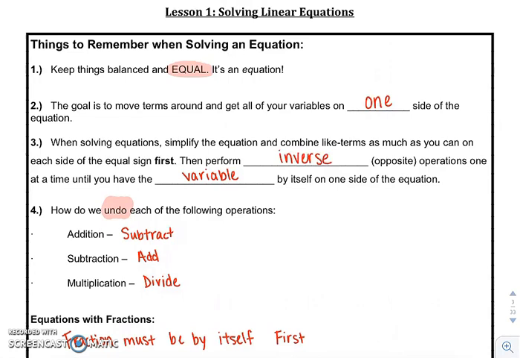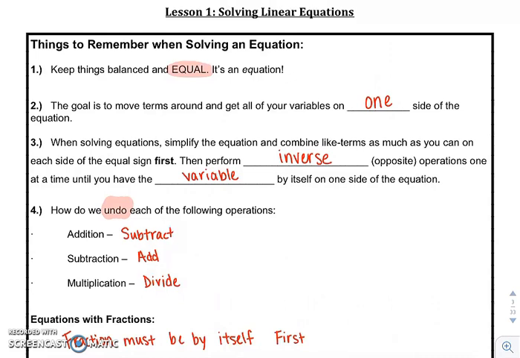So when you guys are actually trying to solve for a variable, the goal is to move all the terms around so that you get the variable on just one side. So like if you have w in the equation, you want all the w's either on the left or all the w's on the right. You have to get that one variable by itself.